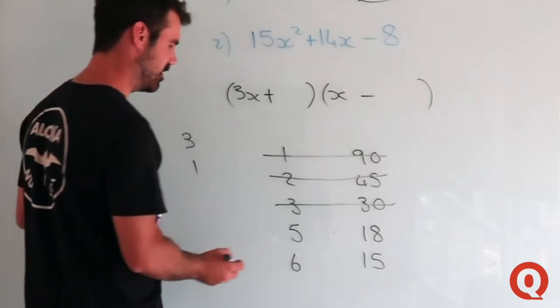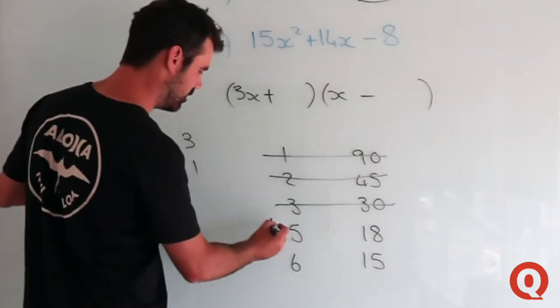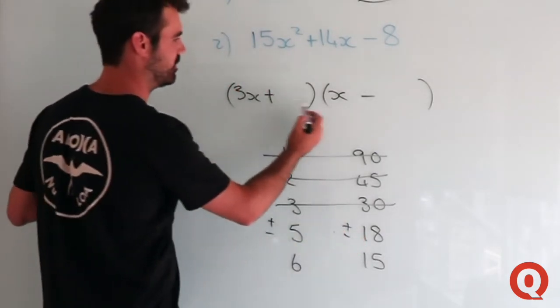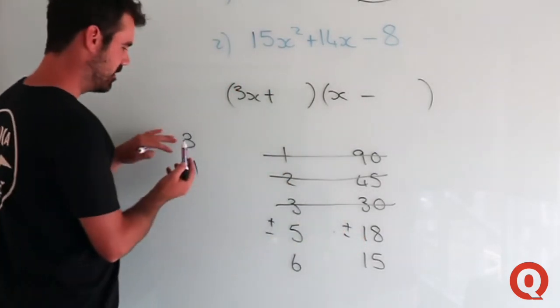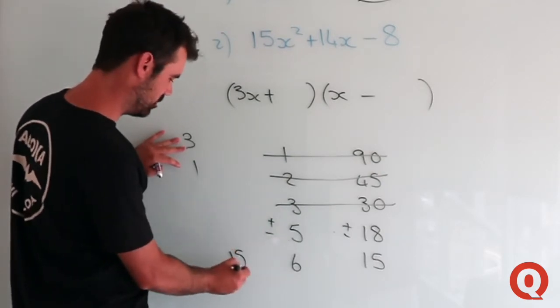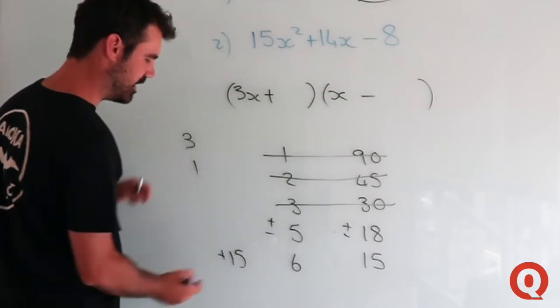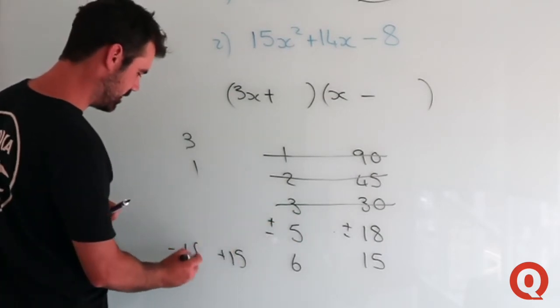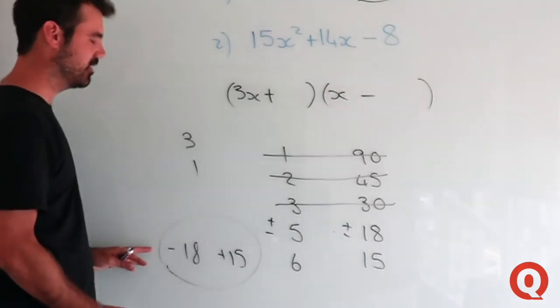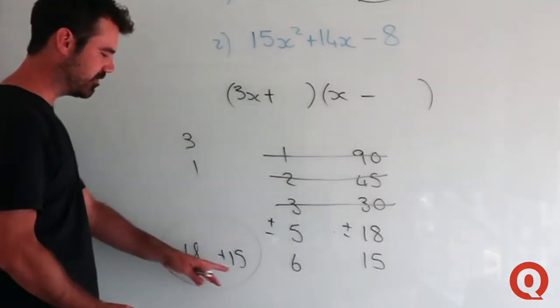Let's have a little look. So we said that they can each be either a positive or a minus. So let's see. 3 times a positive 5 gives me positive 15. And 1 times a negative 18 gives me negative 18. This, all of a sudden, seems to be what we need. So we have a negative 18 and a positive 15.